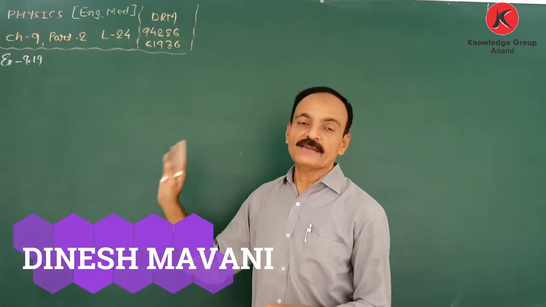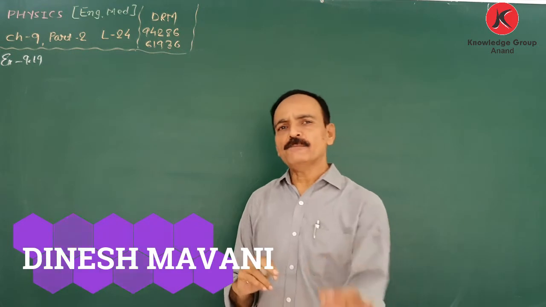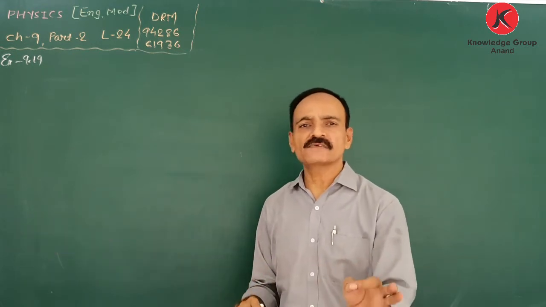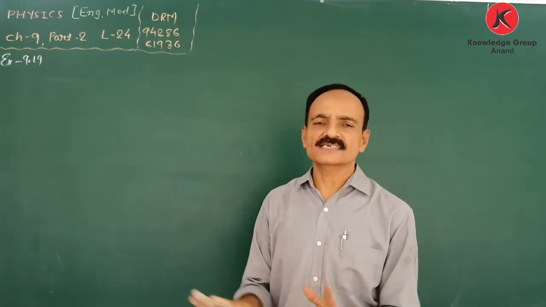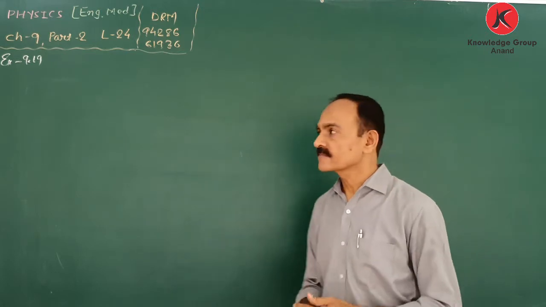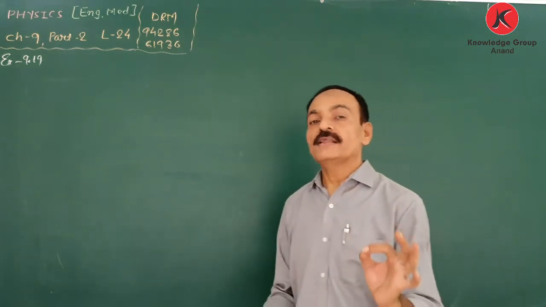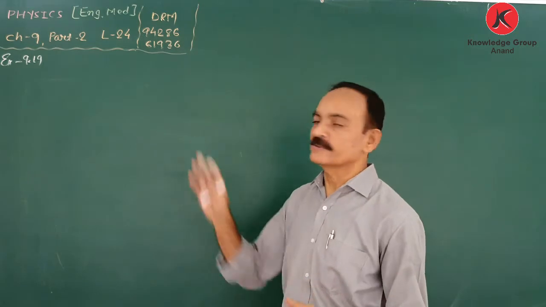Up to 9.17 we have discussed. 9.18 at present we skip it. We will discuss it later, only on the basis of theory, and that is not important. Now 9.19. What is this numerical?